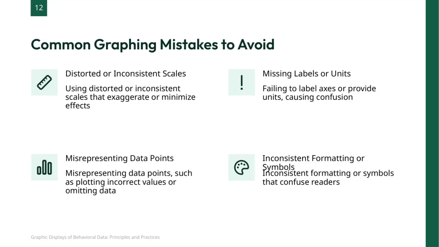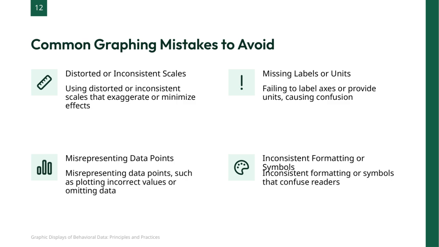One common mistake to watch out for is using distorted or inconsistent scales. This can unintentionally exaggerate or minimize the effects you're trying to show, leading to a misleading interpretation of the data. Another key point is to always include clear labels and units on your axes. Without these, your audience can easily get confused about what the graph is actually representing.